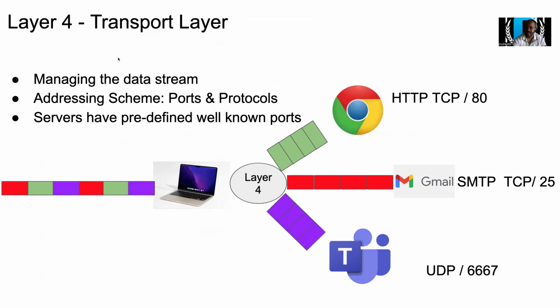Layer 4, like I said, I want to stay here for a minute because it does a lot of different things. It manages data streams. So your laptop can be communicating in three different ways. You can be browsing the internet, you can be going to Gmail, and you can have a chat session going on Teams. And the way the address schemes work is well-known ports, where HTTP operates at port 80, SMTP operates at port 25, UDP operates at port 667.